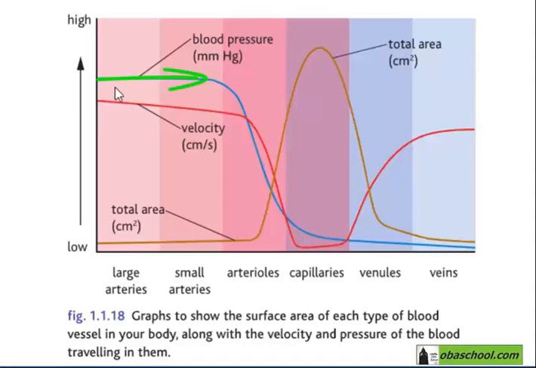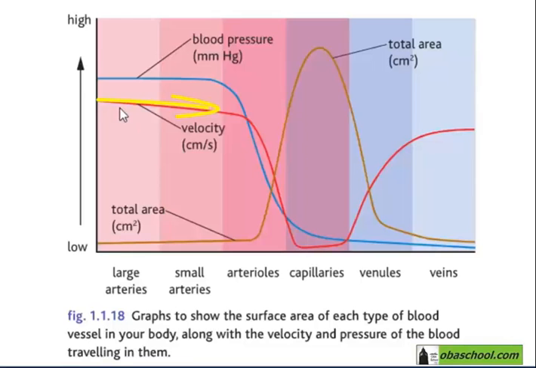So we're going to compare blood pressure in all of them. We see that we have the highest blood pressure in the arteries. In the large and the small arteries, we have the highest level of blood pressure. Then as we branch into arterioles, the blood pressure is decreasing. We go into capillaries, blood pressure is decreasing more and more. And then we go into venules and veins, and it keeps decreasing. So the further we move away from the heart, the more blood pressure is going to decrease.